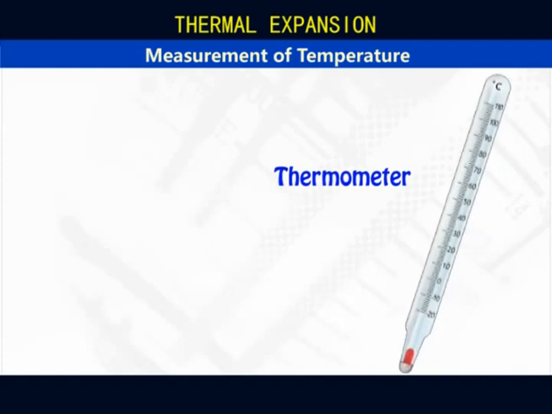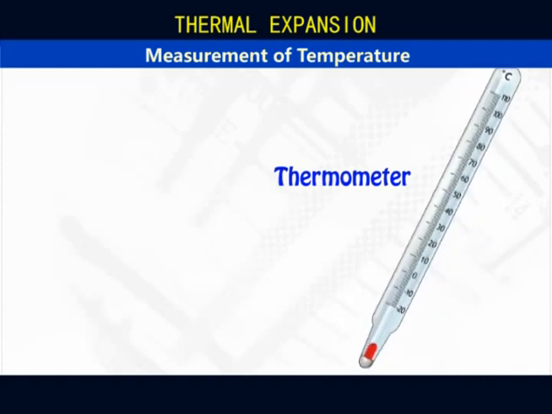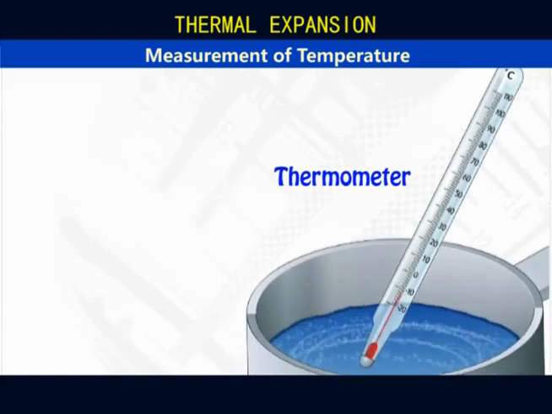Temperature is measured using a thermometer. This is a glass tube with a narrow inner capillary filled with a liquid. The liquid expands when heated and rises up the inner capillary. It stops rising when it is the same temperature as its surroundings. So the height of the liquid tells us the temperature of the substance.